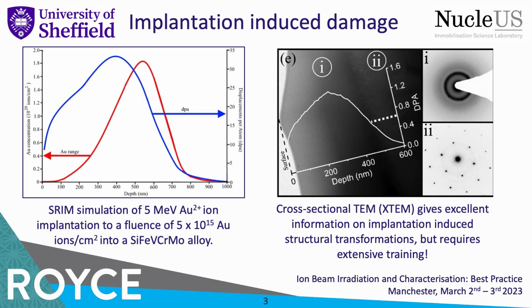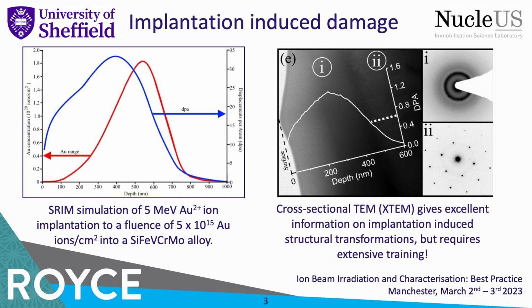But typically we're in the range of about 1 MeV of a heavy ion if we want to simulate things like alpha daughter recoil nuclei, if we're looking at nuclear waste forms, or also the energy transferred from our neutrons if we're just looking at in-reactor materials.